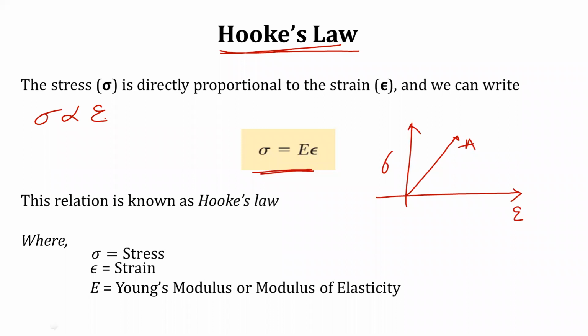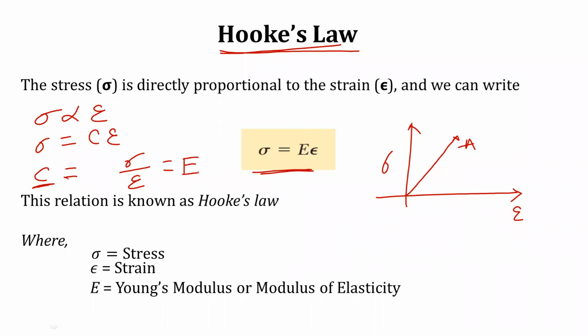We can write it this way: sigma is equal to C epsilon, where C is the proportionality constant. Now I can write C is equal to stress upon strain. And this constant C is called Young's modulus, and afterward it is indicated by capital E.